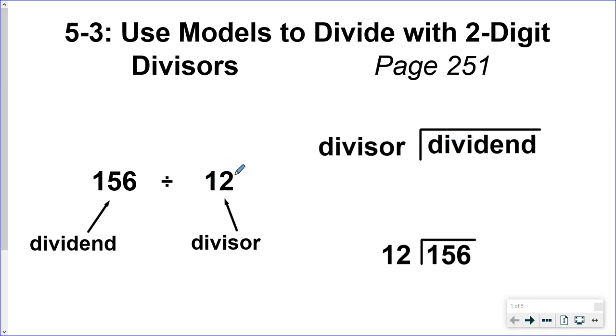This divisor, this second number, is the one that actually goes on the outside. So I modeled that over here where the dividend is in the box and the divisor is on the outside. And that's why today's lesson talks about two-digit divisors. In today's lesson, this second number is always going to be a two-digit number, and it should always go outside.